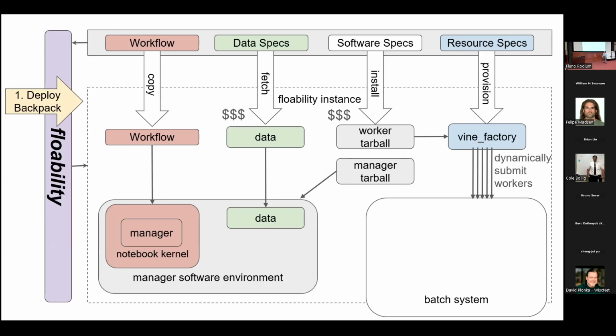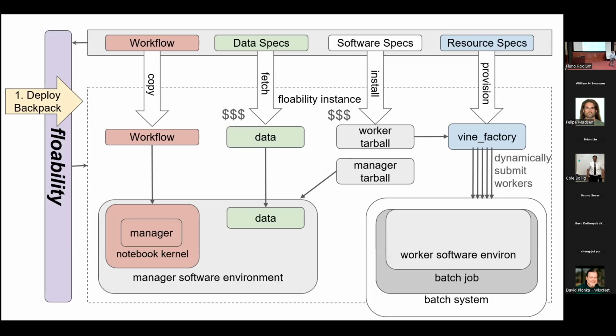Once that's in place, we take the worker's environment and give it to the factory, which talks to HTCondor or whatever your batch system is, and dynamically submits workers. I couldn't squeeze in multiple workers here because I wanted to point out, sort of goes back to that nesting of containers, right? You've got the batch system, then you've got a job. In that job, you're going to create a software environment. In that software environment, you're going to create a worker, and then the worker is going to come back to the manager, and then the manager is going to send it tasks to run. So there's a lot of things to stack up.